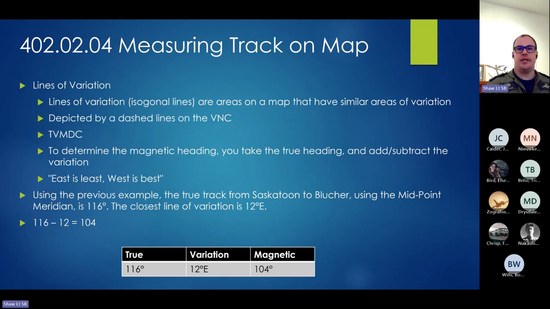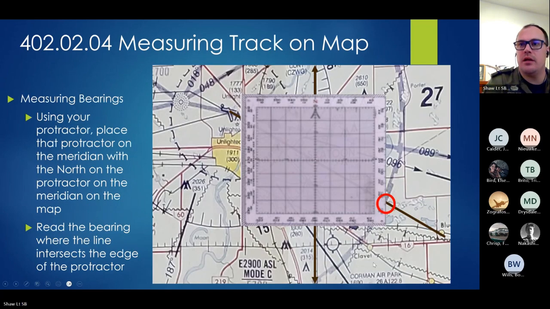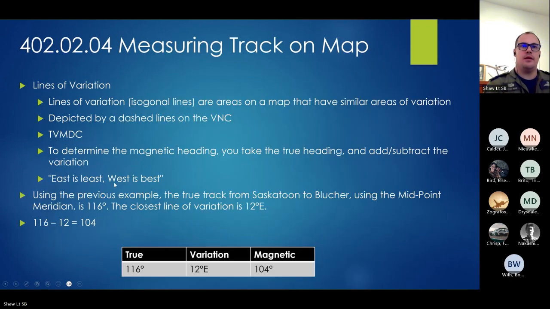Determine the magnetic heading. We take the true heading, add or subtract the variation: east is least, west is best. Using the previous example, the true track from Saskatoon to Blucher using the midpoint meridian is 116. And the closest line of variation is 12 degrees east. This particular map doesn't let us see that line of variation, it's a little far. So we have determined our true track is 116 and the closest line of variation is 12.